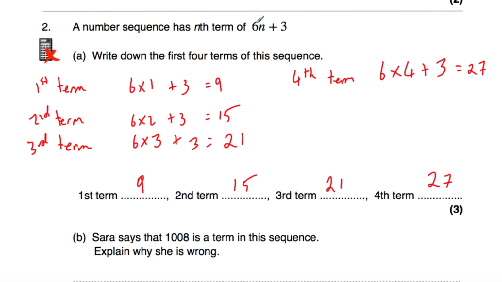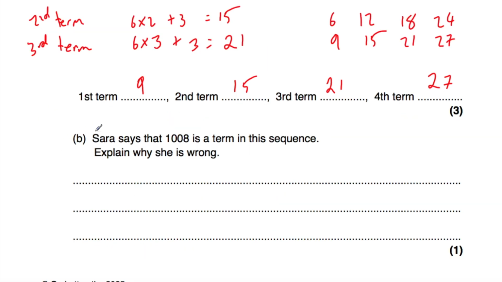Now another approach would be to look at the nth term and say, well, we've got 6n, so think of the multiples of 6, those numbers in the 6 times tables, that's 6, 12, 18, 24. And then we've got plus 3, so that means 3 bigger. So if we add 3 to each of these, we'd get 9, 15, 21, and 27. And they're the first 4 terms of that sequence. And that's it.